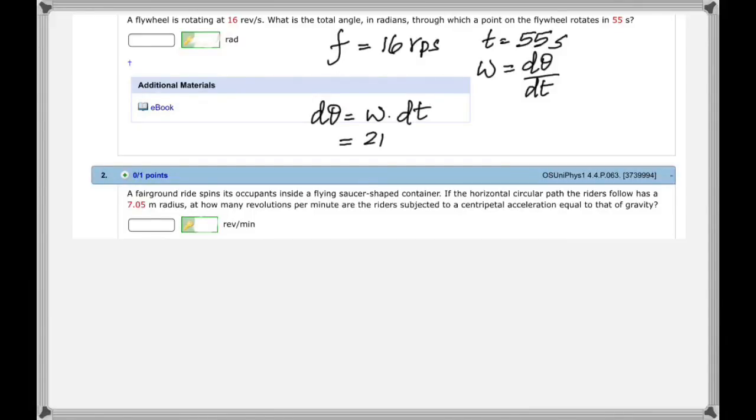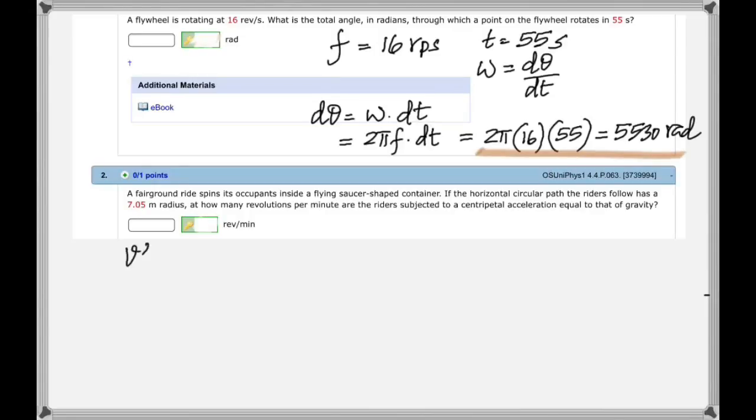Omega is defined as delta theta by delta t. Angular speed or angular velocity is angle divided by time. So you rearrange that. And omega is 2 pi times frequency, because one rotation is equal to 2 pi. So 2 pi times frequency times delta t gives you the answer. It's 5,530 radians.